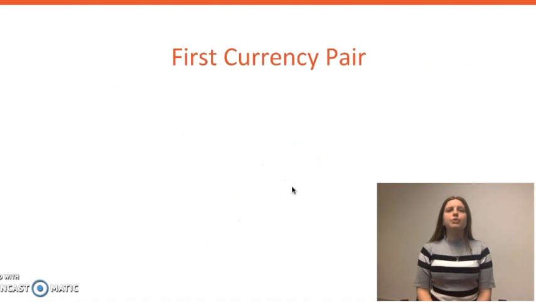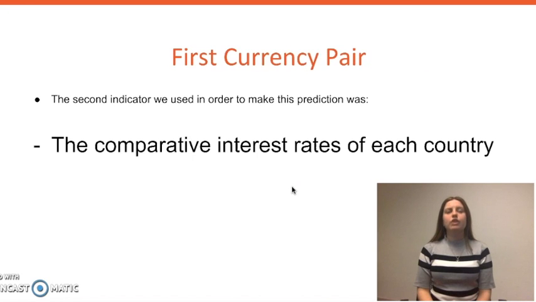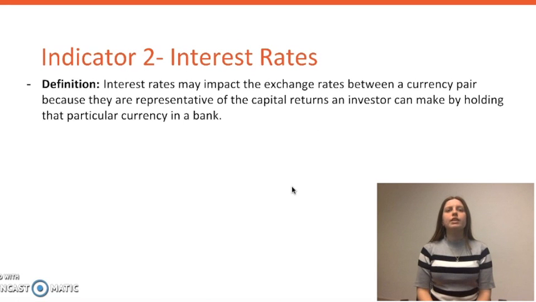Another indicator which we used in making our prediction was the relative interest rate in each country. Interest rate may impact the exchange rate between a currency pair because they are representative of the capital returns an investor can make by holding that particular currency in a bank. High interest rates generally attract foreign investment, increasing the demand for currency. Conversely, low interest rates have the opposite effect.